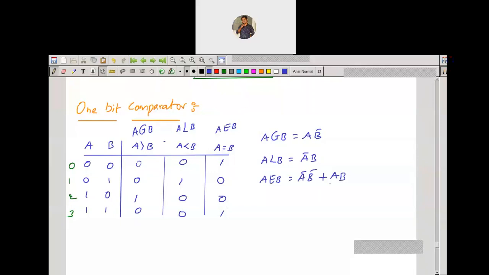Can anybody answer which type of logic gate we can use for this case, A bar B bar plus AB? Whether it is XOR gate or XNOR gate. Obviously it is going to be the XNOR gate, right? So you can write it as A XNOR B. I told you in the discussion of the XNOR gate that we use it to compare the equality of two numbers. So here A equal to B is nothing but A XNOR B.